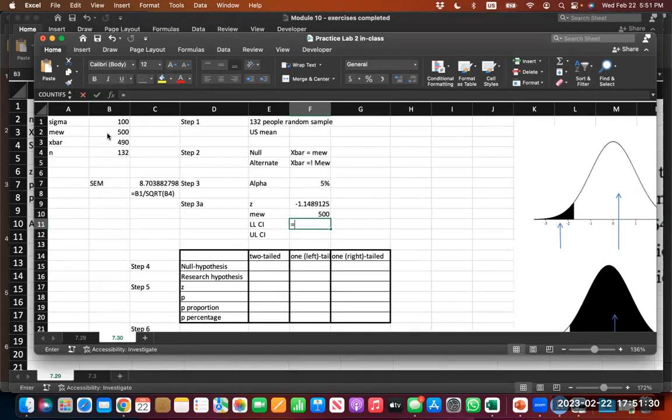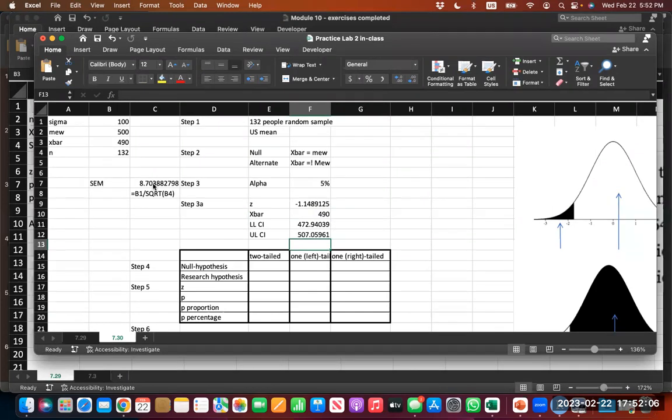Our confidence interval is, and that's actually supposed to be x bar, sorry, x bar is 490. Our lower limit of the confidence interval is 490 minus 1.96 multiplied by the standard error of the mean. And our upper limit is again 490 plus 1.96 multiplied by our standard error of the mean. That's 507.